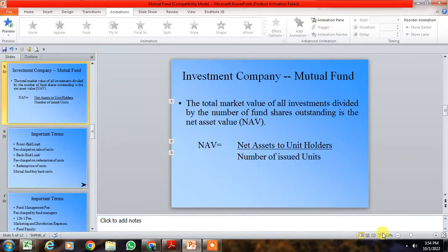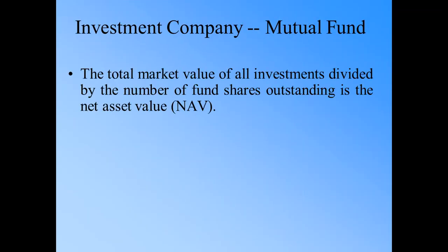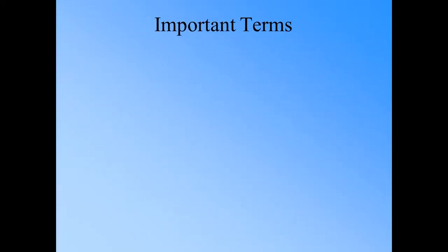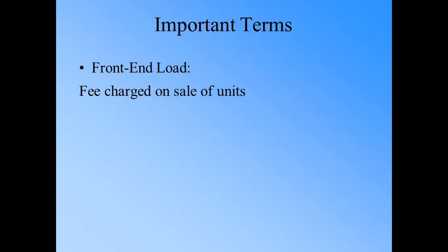So my dear, let me discuss some important terms which you need to understand the mutual fund. You will find the front end load. By front end load, when you purchase a unit from the mutual fund, it used to charge a commission. Not in all cases. Some mutual funds don't charge any commission, but some used to charge this commission. So while selling the unit to the investors, the mutual fund charges the commission, which is called the front end load. You can see that I have written here: fee charged on sale of unit.